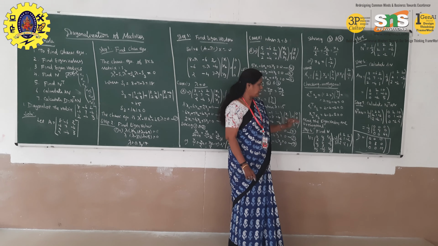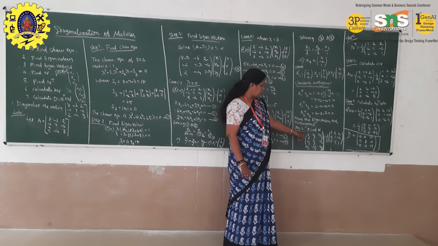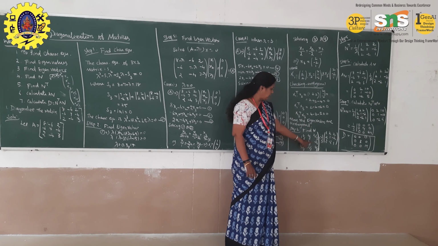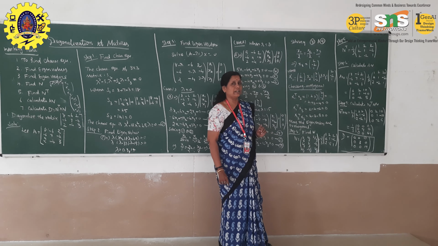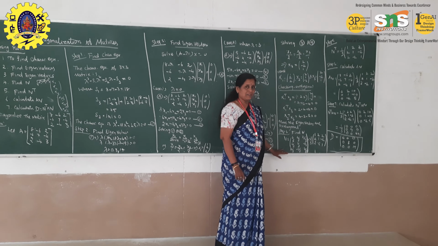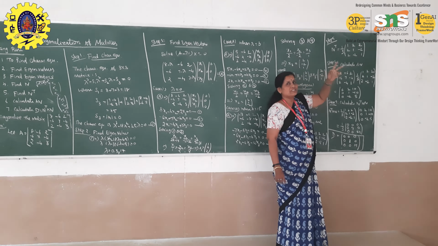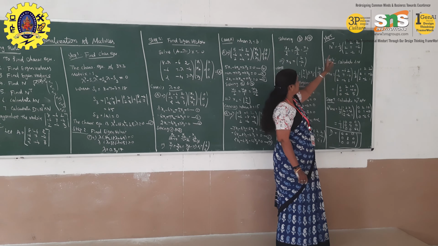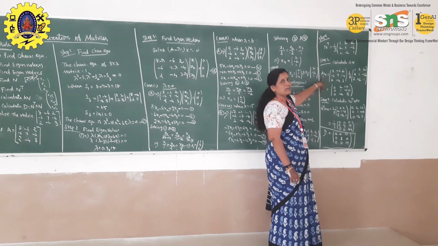After that, we need to find the corresponding modal matrix N. N is nothing but 1 by 3, 2 by 3, 2 by 3; 2 by 3, 1 by 3, minus 2 by 3; 2 by 3, minus 2 by 3, 1 by 3. After finding the normalized matrix, we are supposed to find N transpose by interchanging rows and columns. We get N transpose.